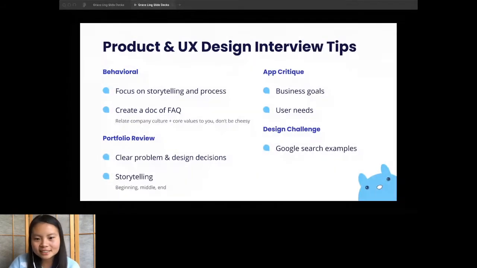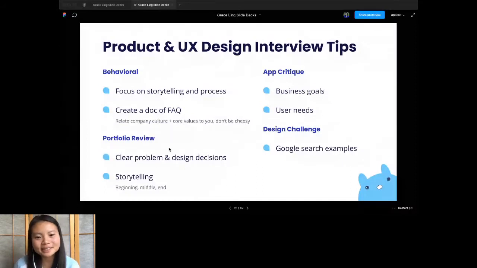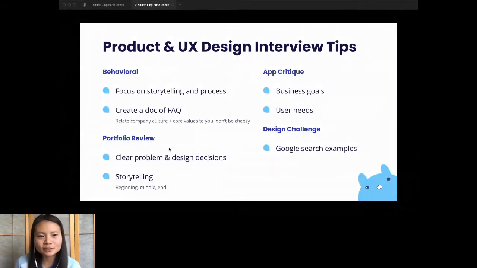These are some of the interview tips that I've learned along the way, doing several types. For design interviews, there are normally four different types. There's also whiteboarding, which I didn't include here because I've personally never done a whiteboarding interview, but it's a really similar process to the design challenge.